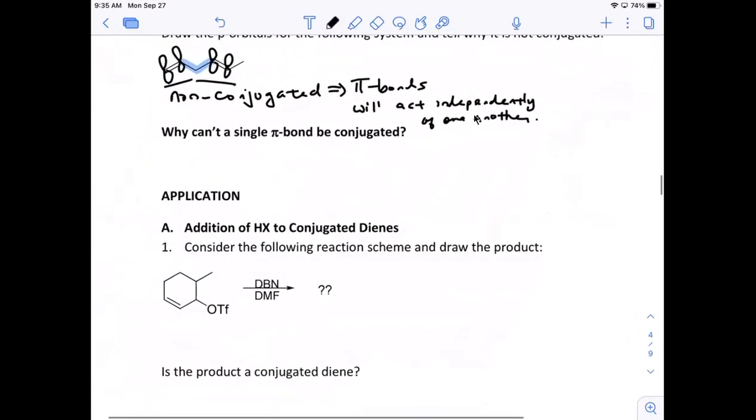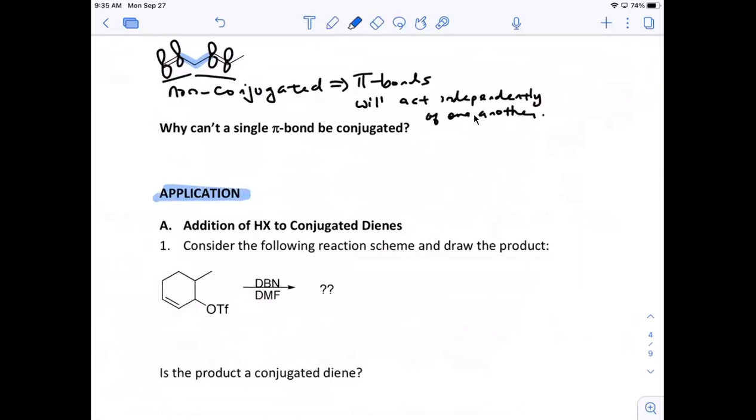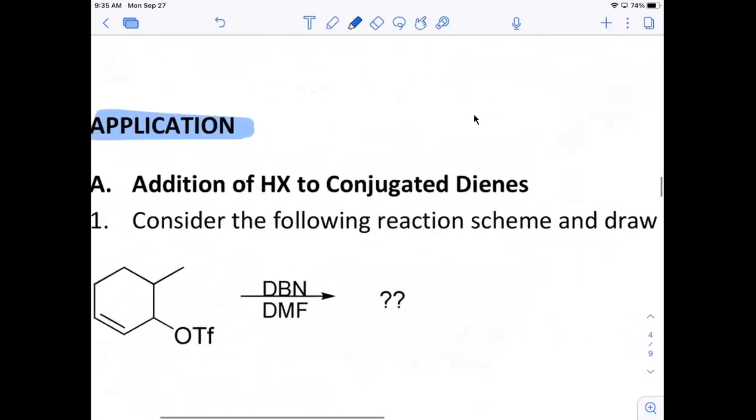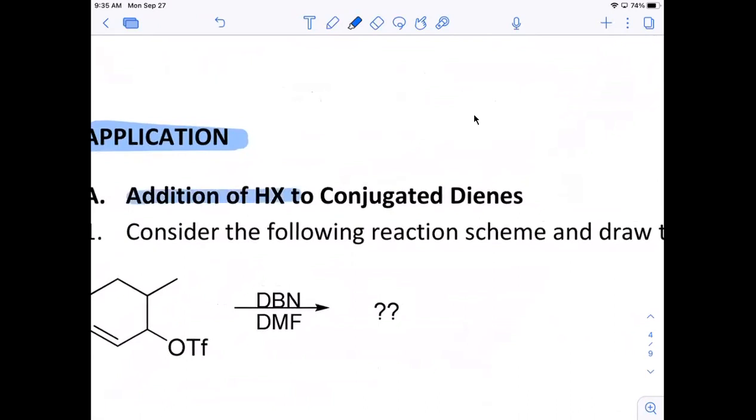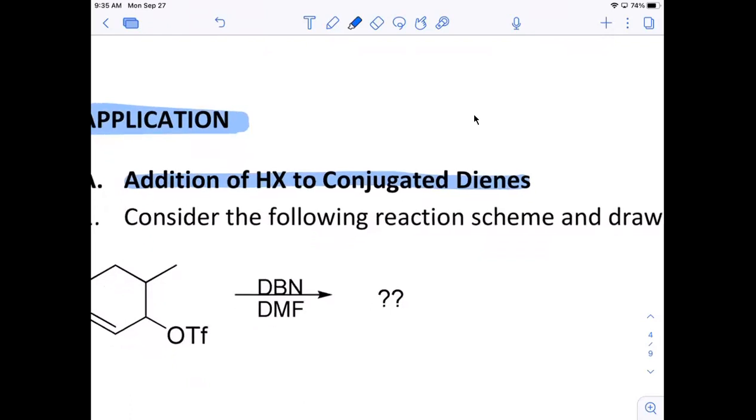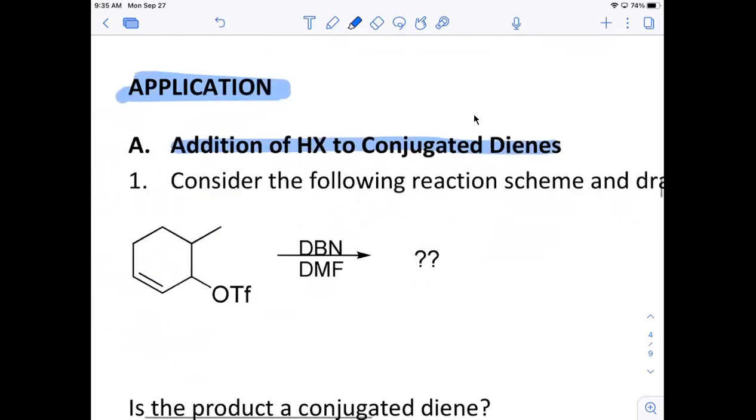All right. So now we're going to jump in and look at one of the applications of conjugated dienes, which is the addition of HX to conjugated dienes. HX being some acid like HCl, HBr, HI, something like that. So look at that first reaction.